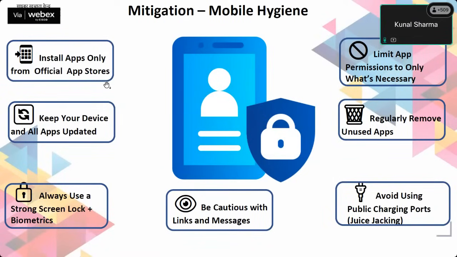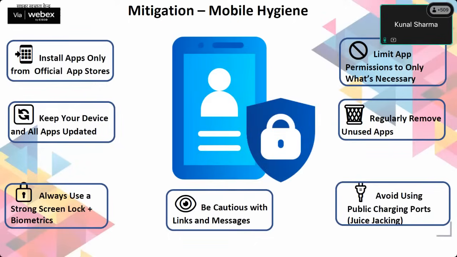Install apps only from the official app stores. Keep your device and all apps updated. Always use a strong secure lock and biometrics. I have seen that people directly swipe and get into their mobiles. That should not be done. You should have a strong screen lock, and even biometrics is available, so use that. Be cautious with links and messages. Don't click on unsolicited messages. Avoid using public charging ports.